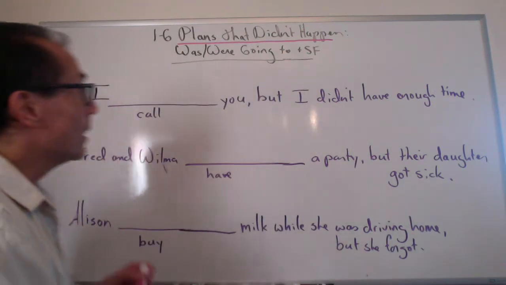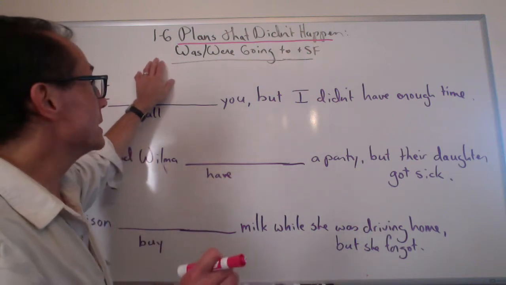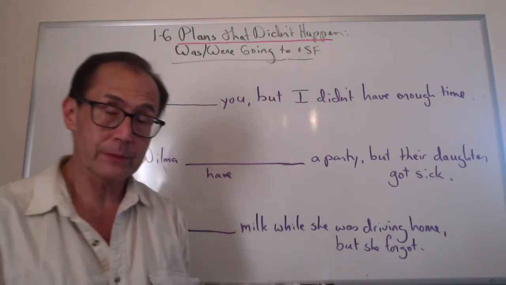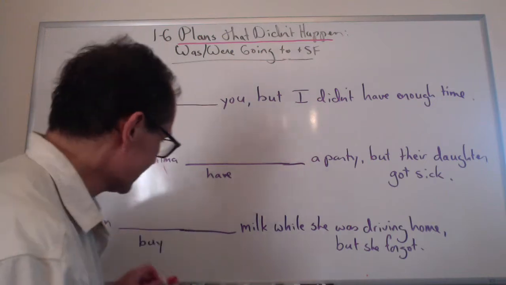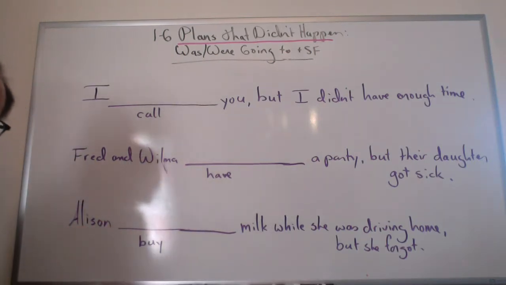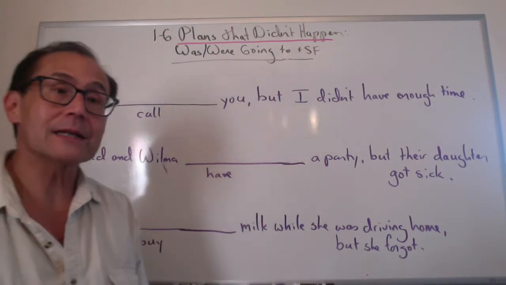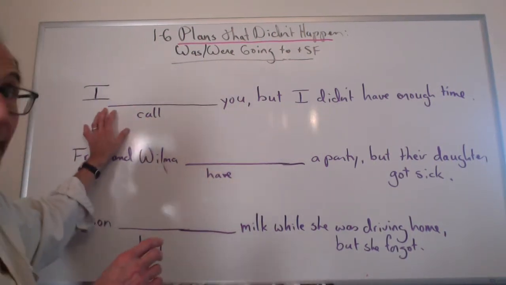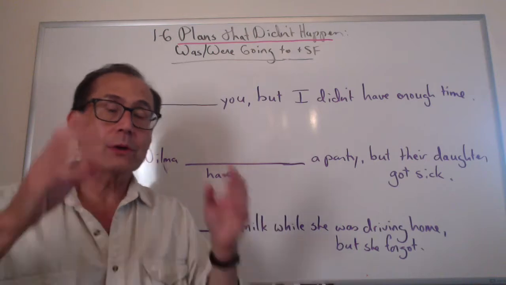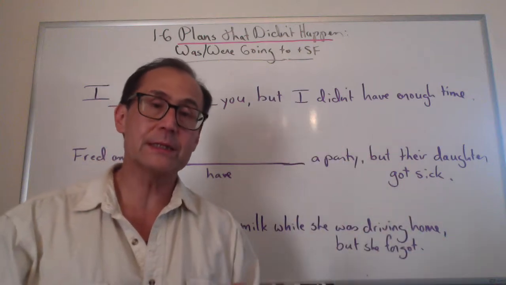Now, one way that we can use to show this was a plan, but it didn't happen, is to use was or were, going to, and the simple form of verb. So let me show you what I mean by that, because that doesn't sound very clear by itself. So take a look at this first example. I blank call you, but I didn't have enough time. Let's say that I want to show this was my plan. This was my plan, but I didn't have enough time. It didn't happen. So I want to show the idea. This was a plan, but for some reason it didn't happen.